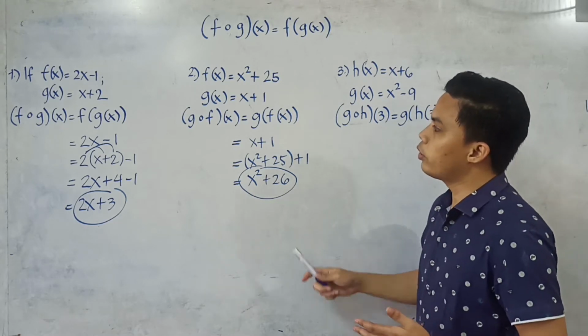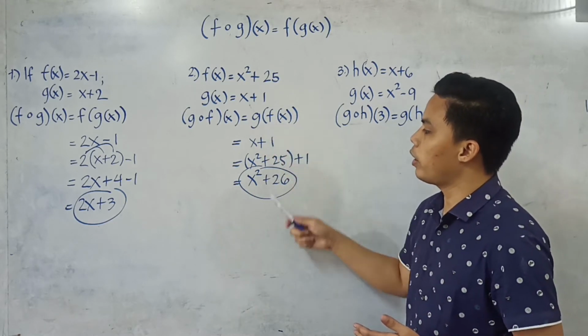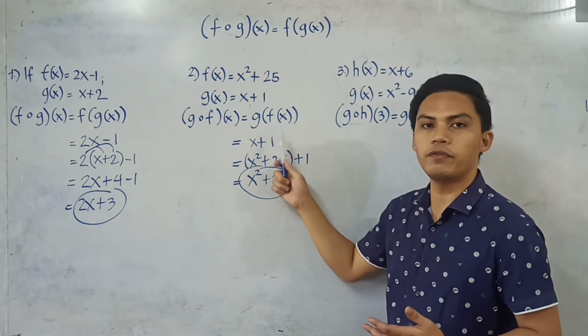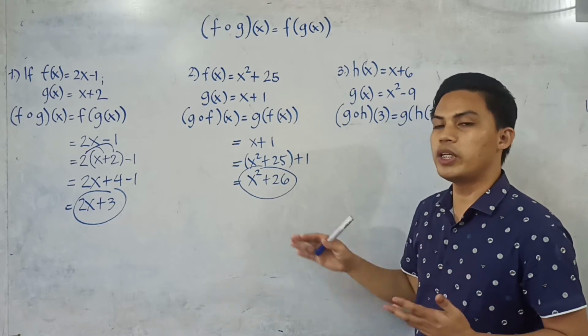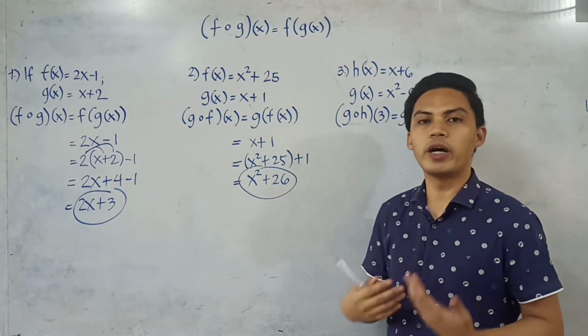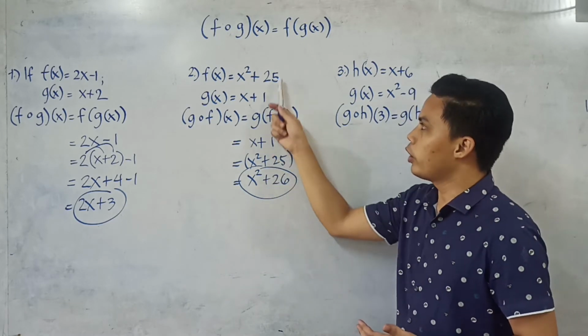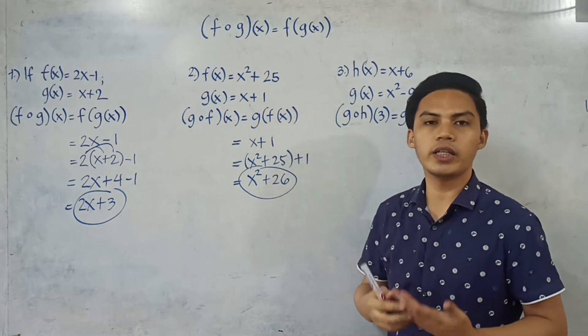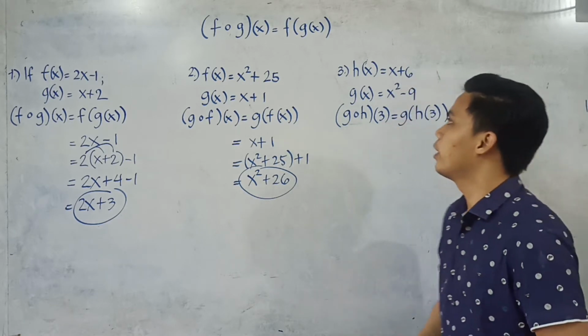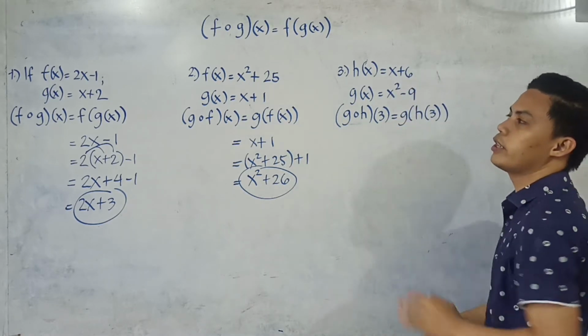Now, ang tanong, sir, kung g of f of x is x squared plus 26, ano kaya ang f of g of x sa ganito na given? Would it be equal to this one? Okay, the answer is no. So, iba na yung magiging result kung itong given ito, ang hahanapin natin is f of g of x. Let's proceed to the third example.